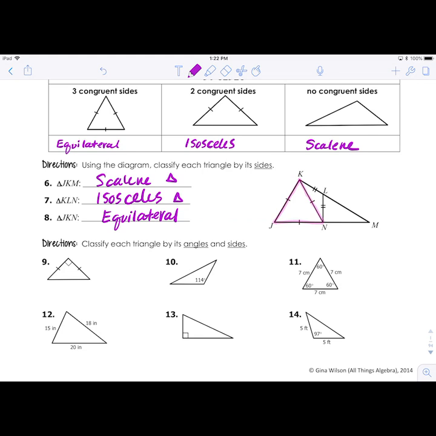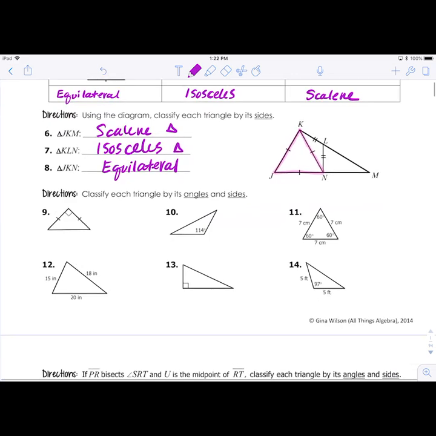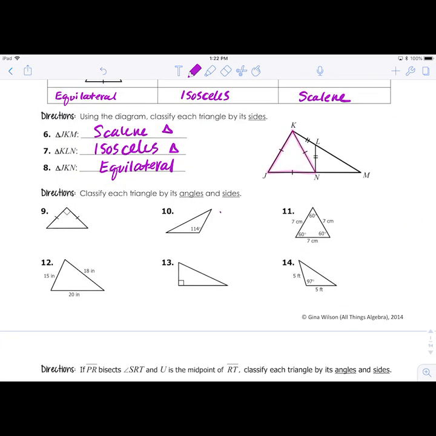Numbers 9 through 14 are pretty self-explanatory. If we're going to classify the triangles by the angles and sides, like for number 10, for example, we see we have an obtuse angle, so this is definitely going to be obtuse. And we're not given any information about the sides, so we know that that's obtuse scalene, right?